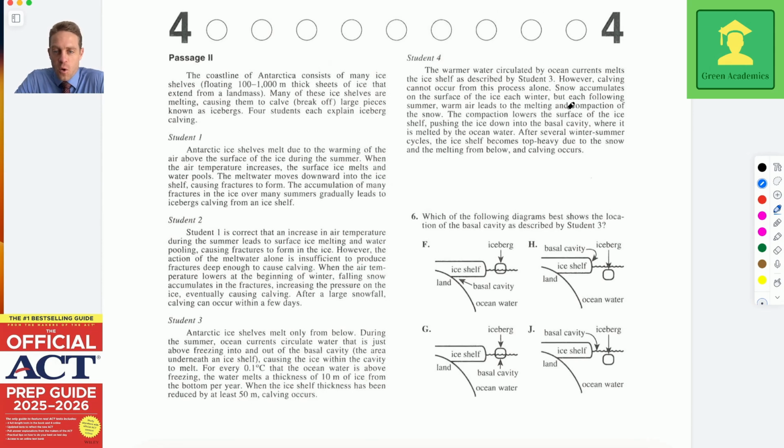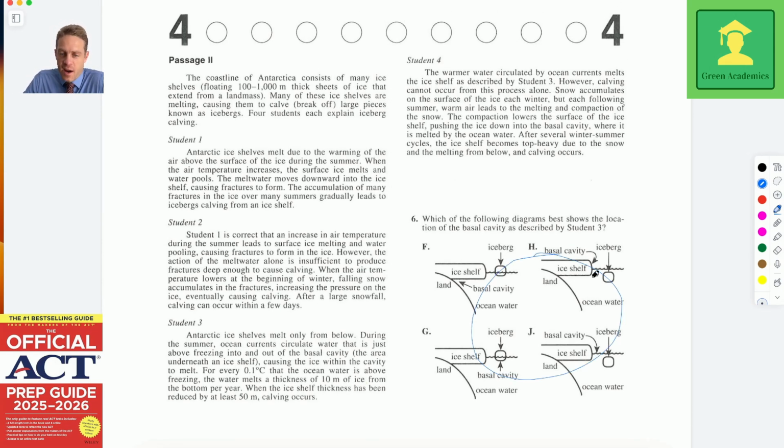Okay, this is the words only one. So this is a chart and a graph, but the chart and the graph is not in the setup. That's in the actual question. So you basically have to read these. The coastline of Antarctica consists of many ice shelves. Many of these ice shelves are melting, causing them to calve, break off large pieces known as icebergs. Four students each explain iceberg calving, okay?